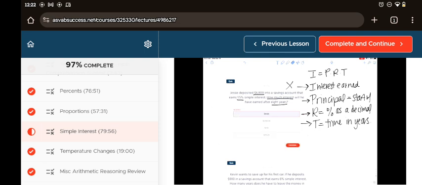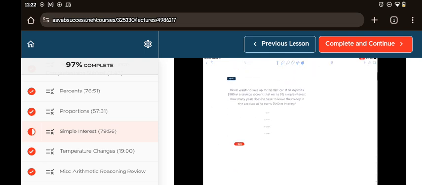So it says, Kevin wants to save up for his first car. If he deposits $900 into a savings account that earns 6% simple interest. So this is how much he deposits, which is principal. This is our rate. So P, rate. How many years? So time is what we're looking for. Does he have to leave the money in the account so he earns $540 in interest? Okay, it looks like we have everything we need for the equation. So let's start plugging stuff in.